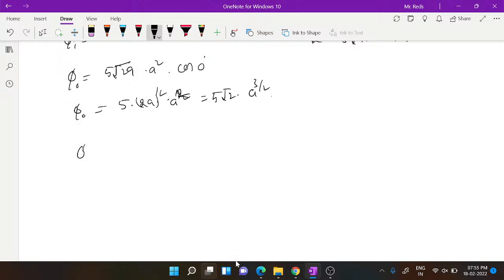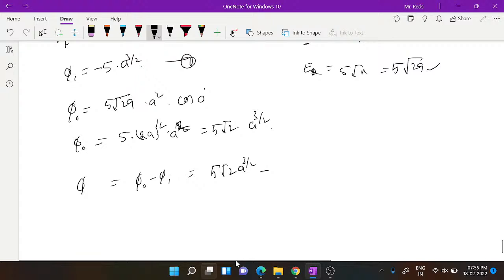So the total flux is the outward flux, positive, minus the inward flux, negative. That is 5 root 2 into a power 3 by 2 minus the inward flux, 5 into a power 3 by 2. 5 into a power 3 by 2 is common, so it is root 2 minus 1, multiplied by 5 a power 3 by 2, which is the flux through the cube.